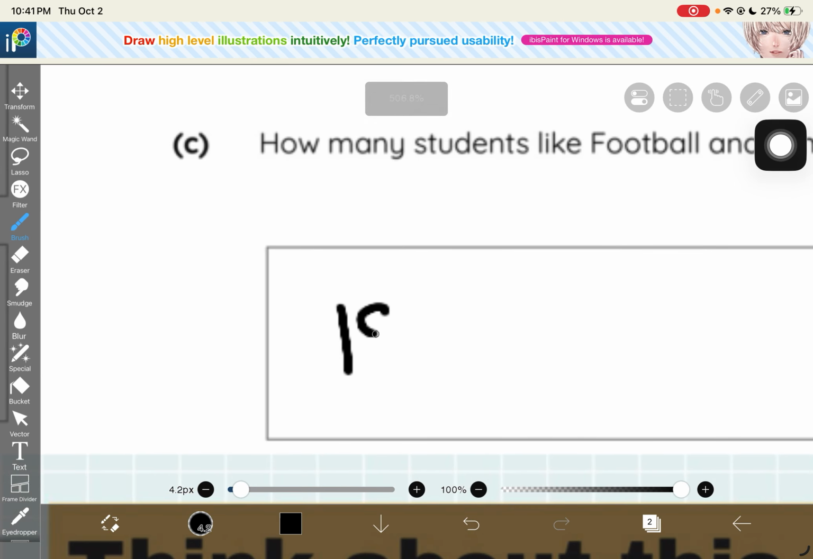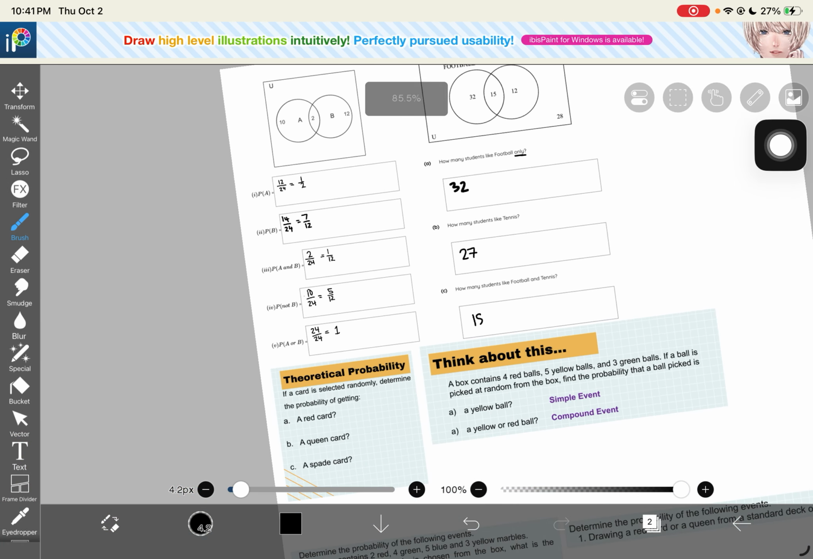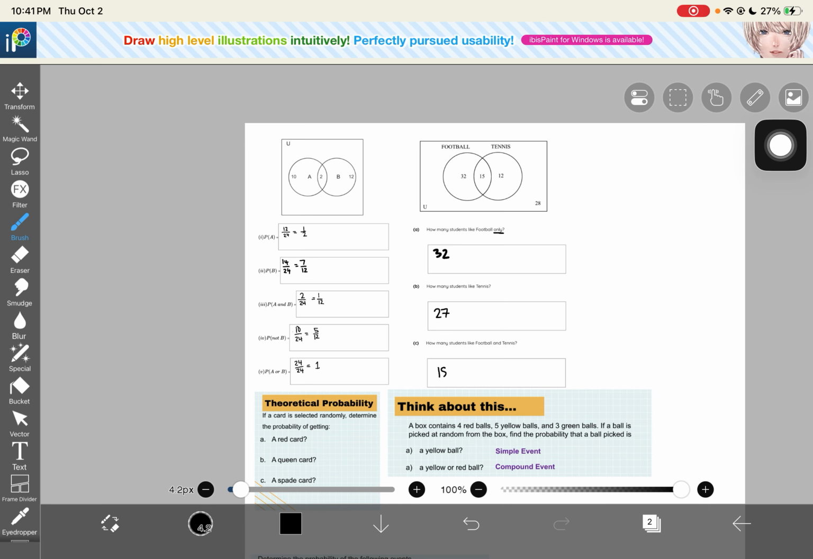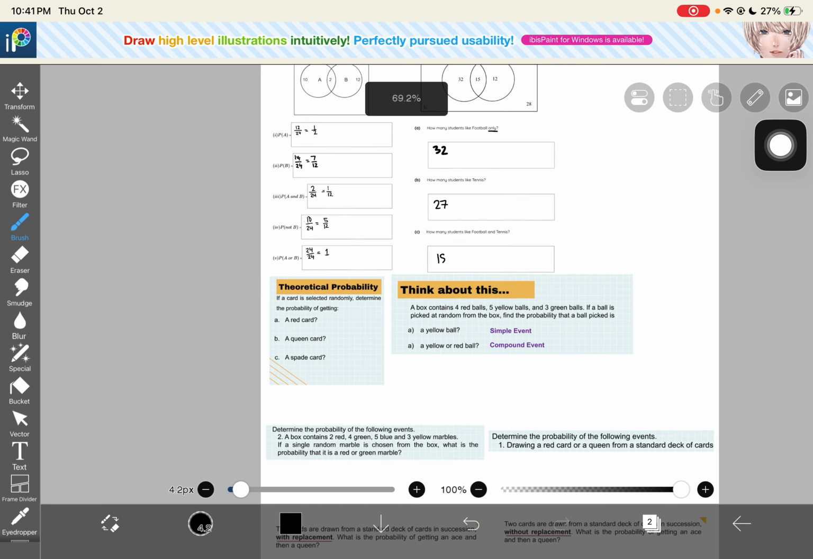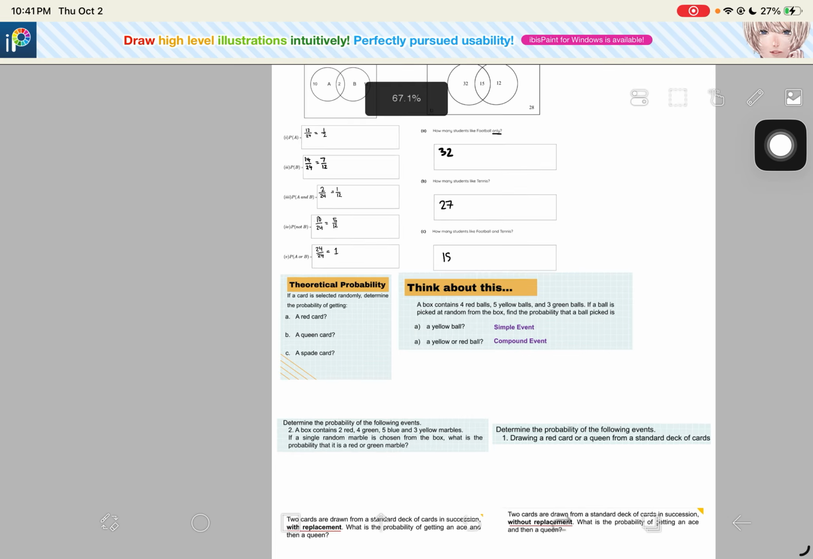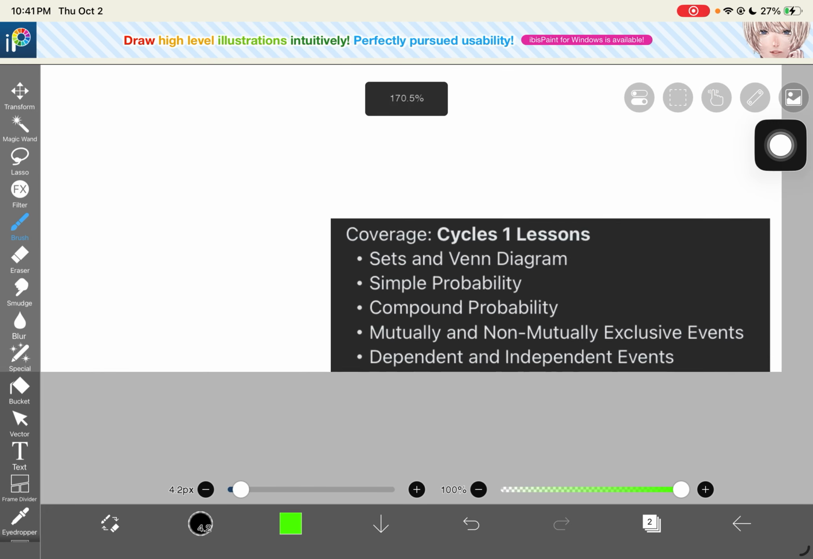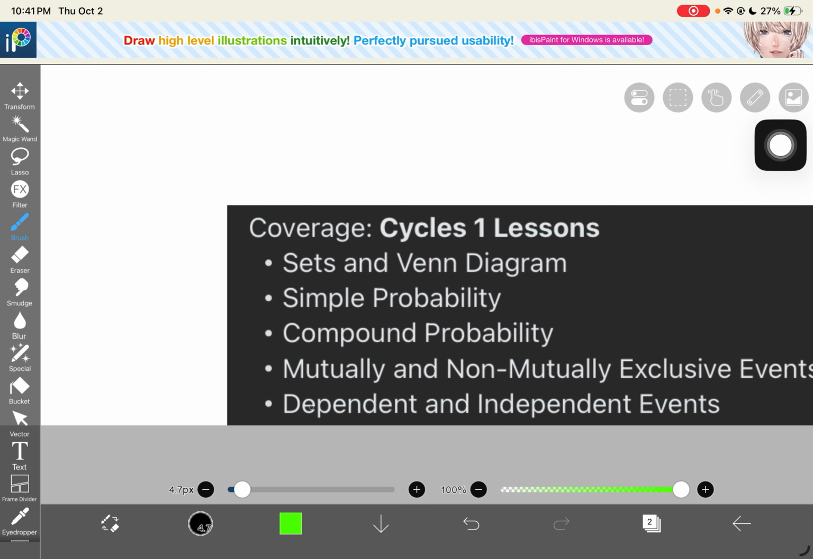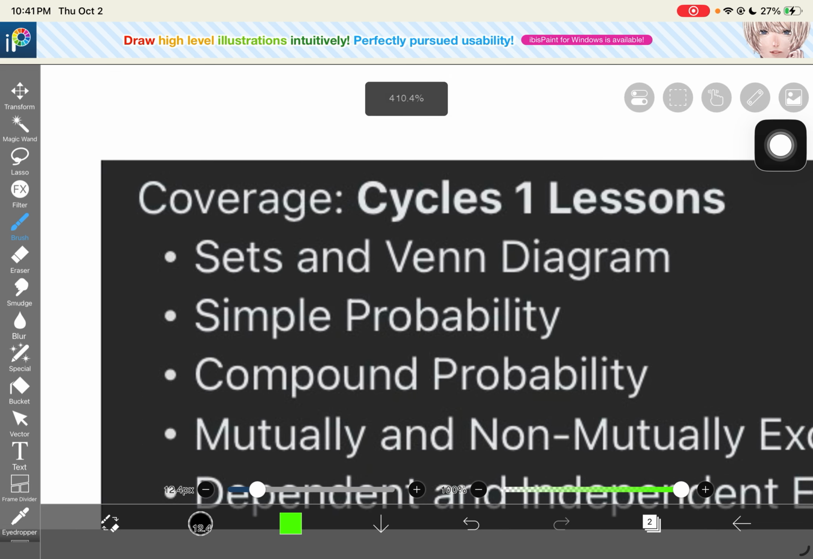So hopefully this short but concise definition of Venn diagrams and sets gives you an idea on what to expect for the test. This is a grade 7 topic. We just actually rediscovered it, reviewed it.